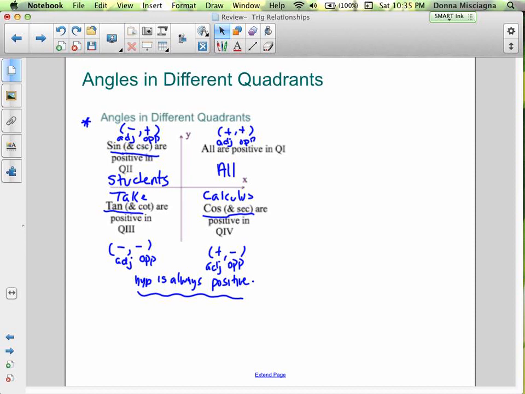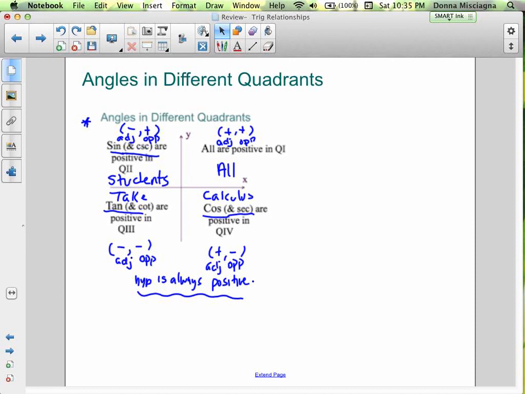In the third quadrant, tangent and cotangent are positive. The adjacent side is negative, the opposite side is negative. So anything that uses just the opposite or just the adjacent side will be negative. The 2 functions that use both the opposite and adjacent will be positive.